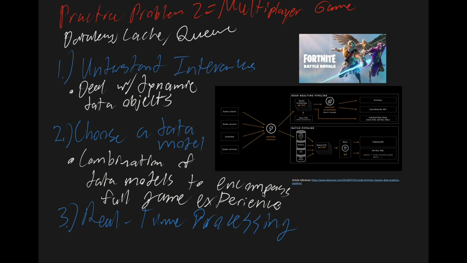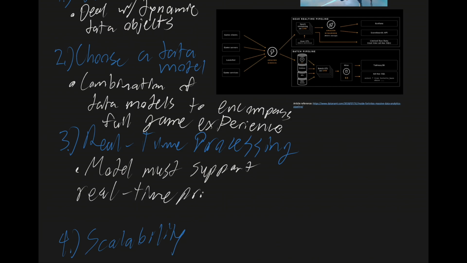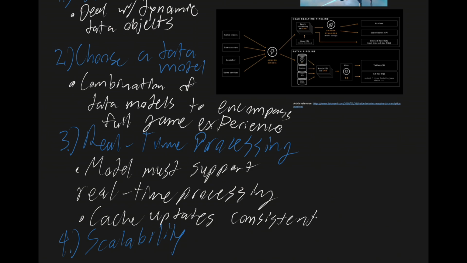And then in the case of real-time processing, we need to create a data model that supports real-time processing with updates, such as in-memory game storage. The model must support real-time processing, and yes, that also means cache updates consistently.